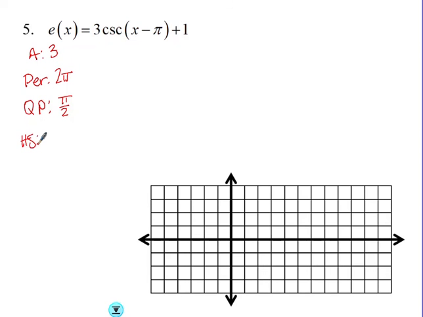The horizontal shift is going to be c over b, so pi over 1, or just pi, so we're shifting to the right. Then the vertical shift is 1, so we are shifting up. So our starting point is going to be (pi, 1). Since this is a cosecant function, cosecant is the reciprocal of sine. For sine graphs, we think 0, high, 0, low, 0. Let's label our axes.